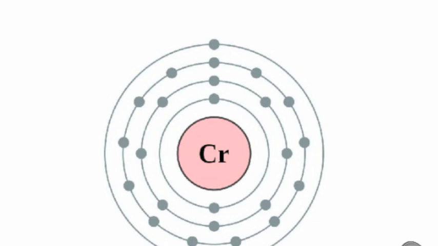Chromium's 6 valence electrons are found in both 3d and 4s subshells. The repulsion between electrons causes one 4s electron to prefer the higher energy 3d subshell. Therefore, all 6 valence electrons are unpaired, making chromium paramagnetic.